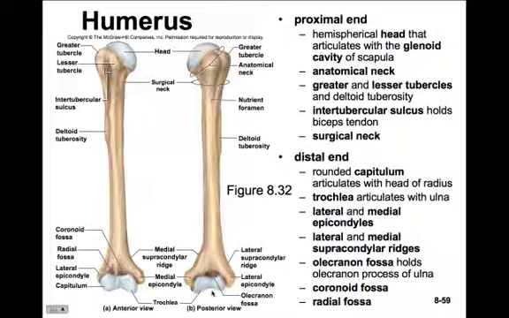At the distal end, we'll see a rounded capitulum. The capitulum will be articulating with the head of the radius. The other bump is called the trochlea. Now, I'm not sure why they have to use such complicated names here. Later, we'll see that they're simply called condyles.